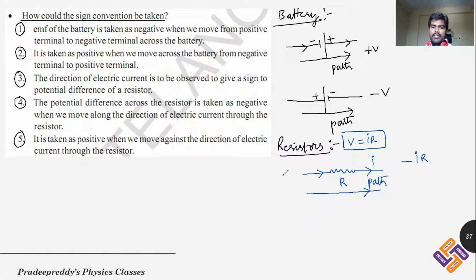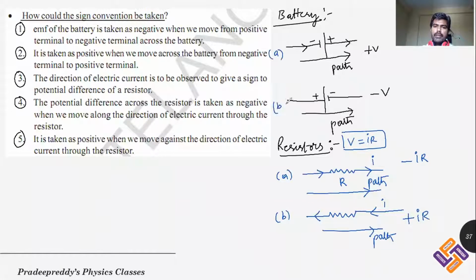And the other sign convention is, you are going across a resistor in such a way the current direction is reverse. Your path is in the same direction as previous, but current is now reversed. In such cases, voltage is now been added, therefore you will be taking it as plus IR. So for battery, we have two sign conventions, and for resistors, we have two sign conventions. Totally, we have four sign conventions.